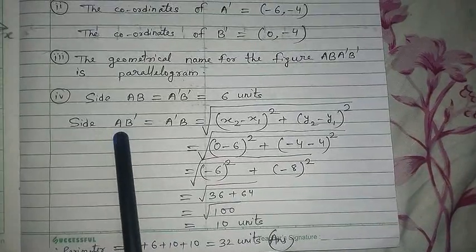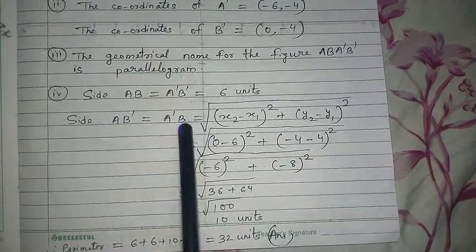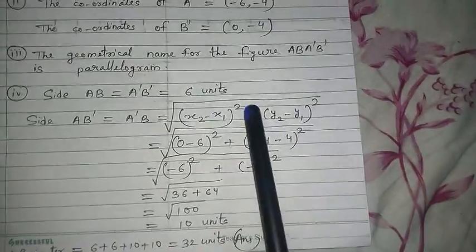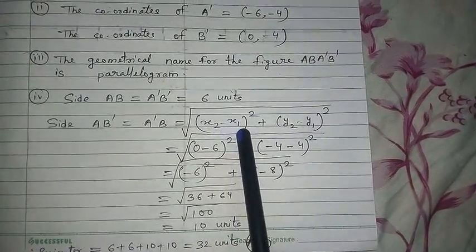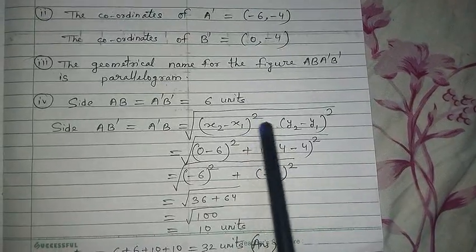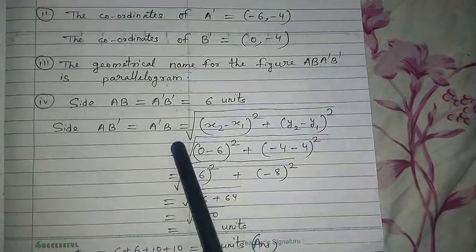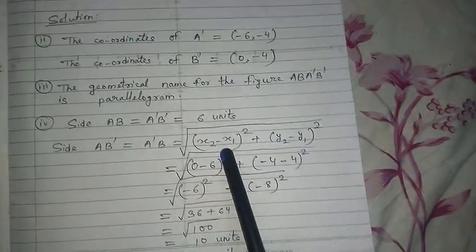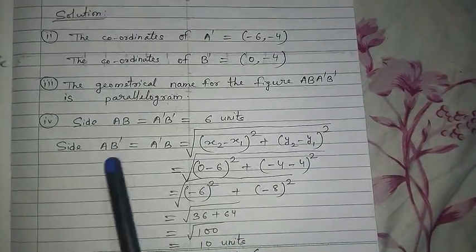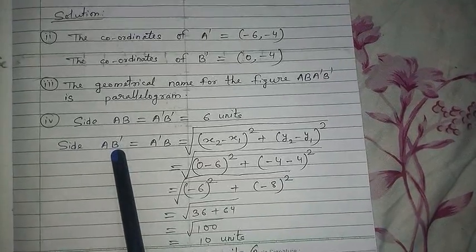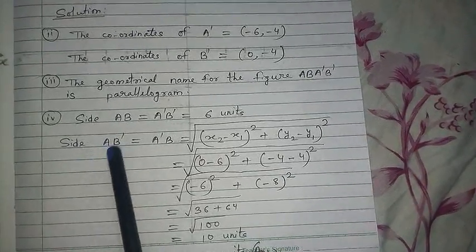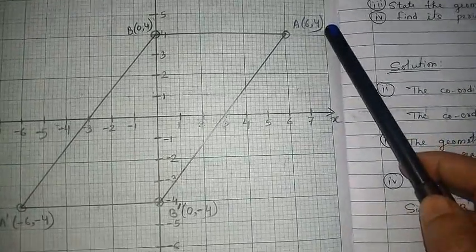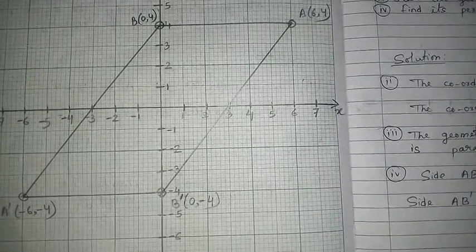But sides AB dash and A dash B are both equal, but we cannot count because they are in a slanting position. So we will use the distance formula: square root of x2 minus x1 whole square plus y2 minus y1 whole square. Please remember this formula. It is from the class 9 book, the distance formula. So you can see here, we have to take the coordinates of A and B dash. A is (6, 4) and B dash is (0, -4).